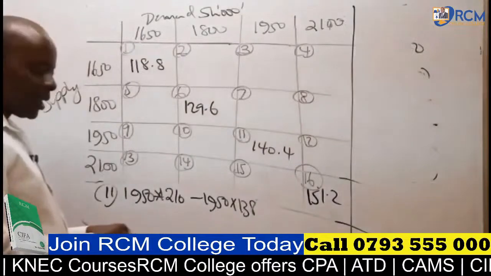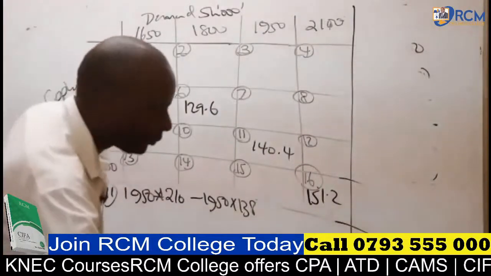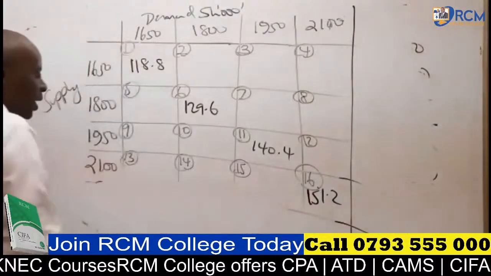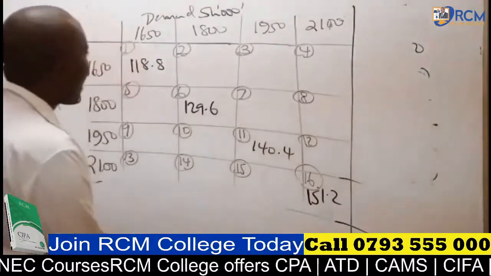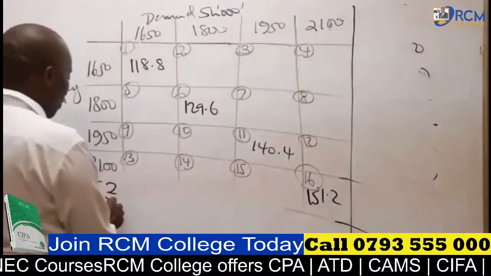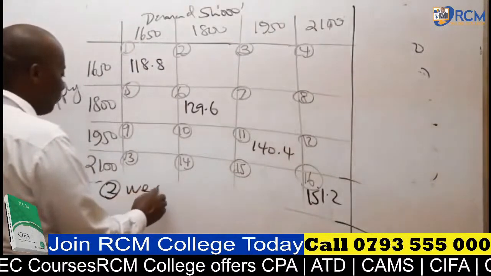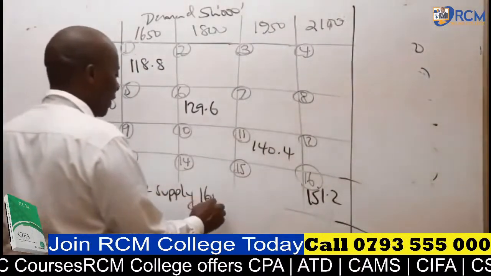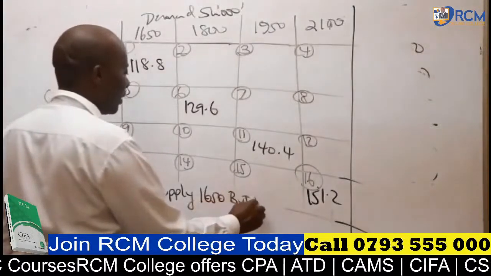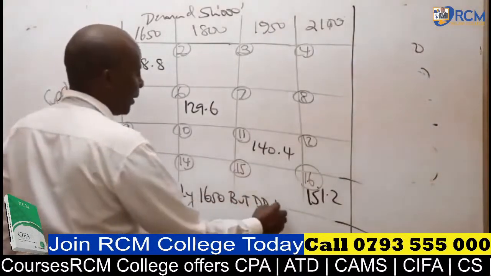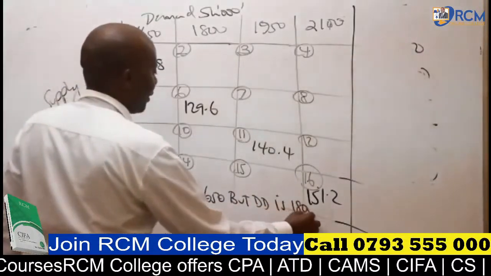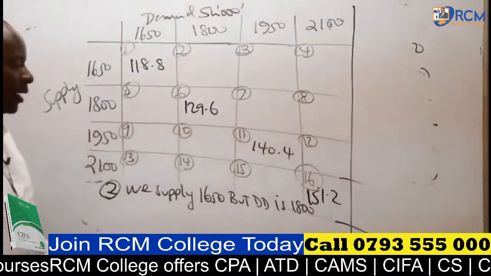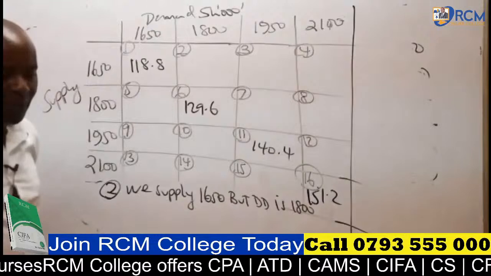Cell number 2, what is happening in cell number 2? For cell number 2, ladies and gentlemen, we supply 1650, but demand is 1800. So please help me make a decision there. We supply 1650, but demand is 1800.